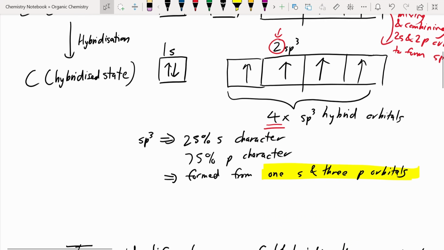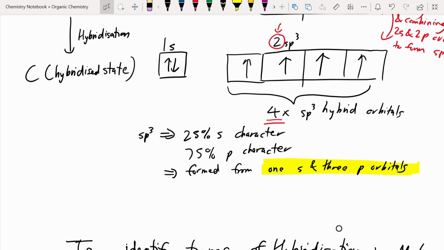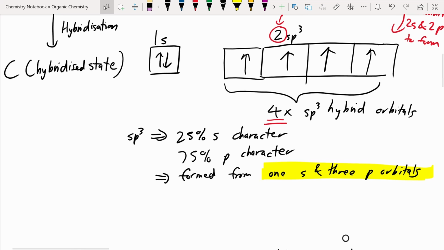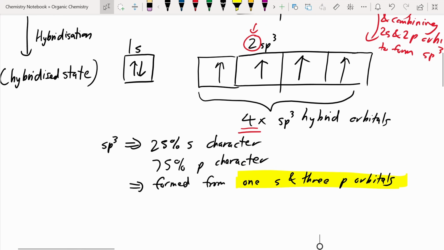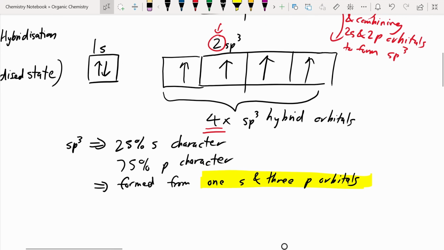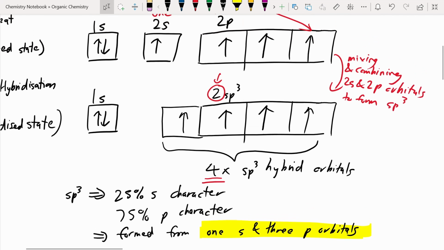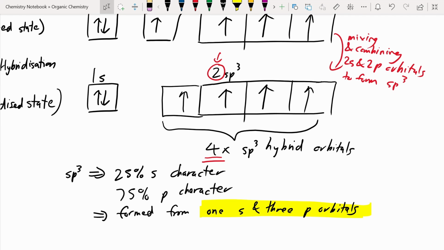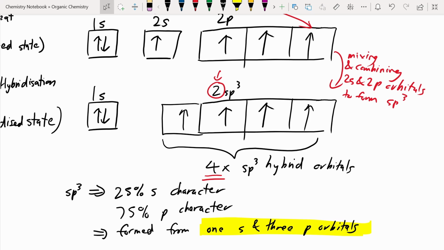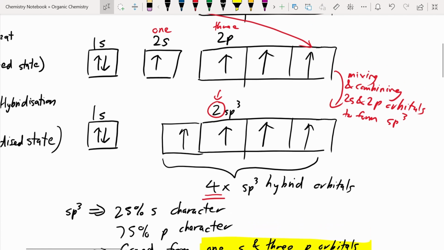Don't get intimidated by sp3. sp3 means that it has 25% s character and 75% p character, meaning it is formed from one s orbital and 3 p orbitals. So whenever you form sp3 hybrid orbitals, there can only be 4 of the orbitals. There is no such thing as 3 sp3 or 2 sp3.